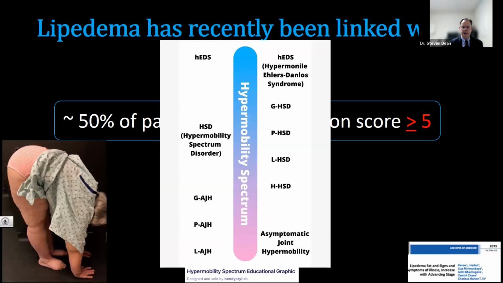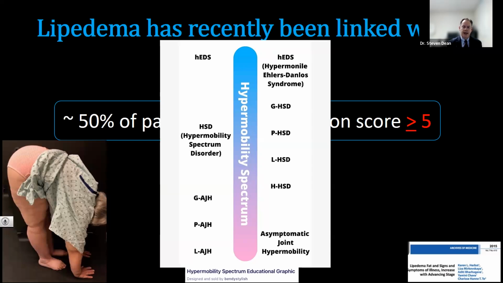This disease exists on a continuum. You can have asymptomatic joint hypermobility. You can have symptomatic joint hypermobility, or even hypermobile Ehlers-Danlos syndrome. And a good portion of these patients, lipedema patients, exist on this hypermobility spectrum. At least half of them, if you go by Dr.